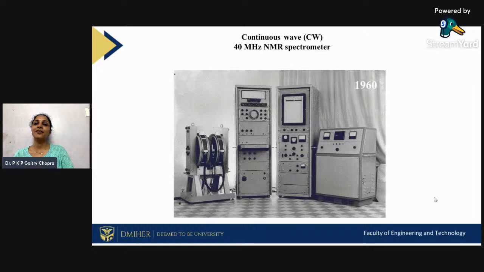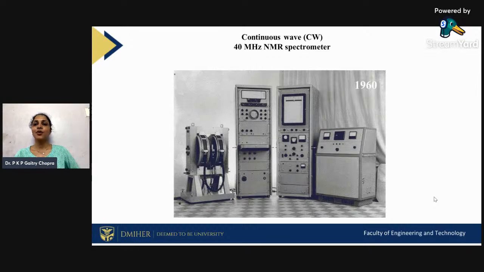All right, so this is the very first, or you can say one of the oldest, NMR spectrometers, which is a 40 megahertz NMR spectrometer. So this was the starting. It was in 1960. This was the earliest NMR spectrometer used for the elucidation of structure of organic molecules.